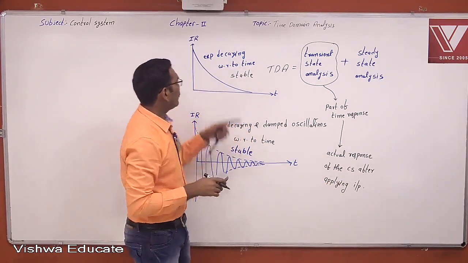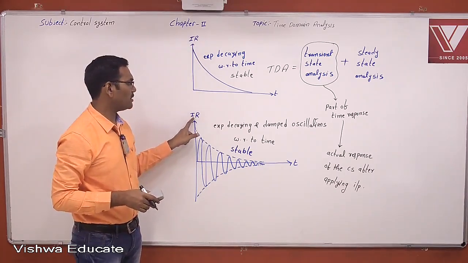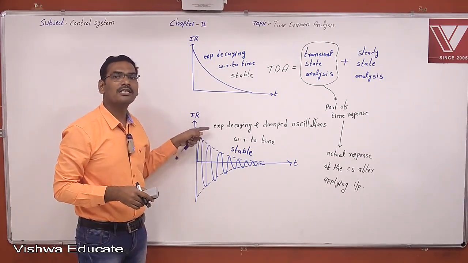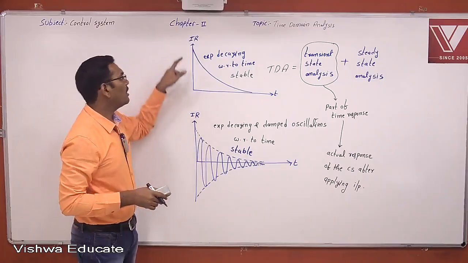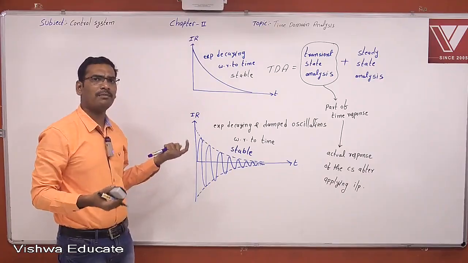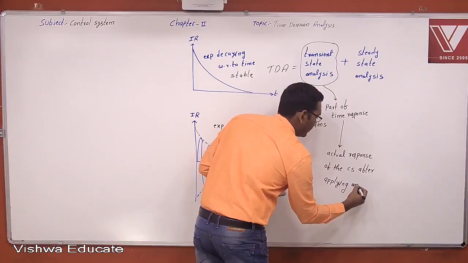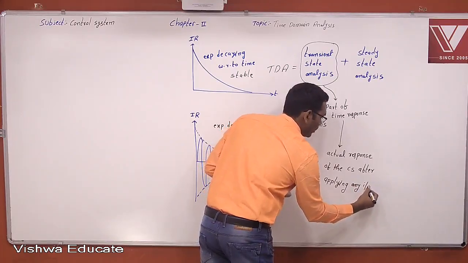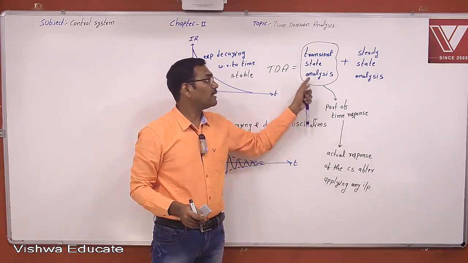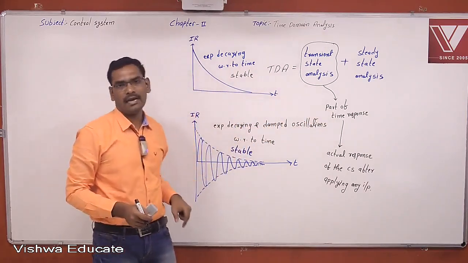Now students, this is the response. Which response? Impulse response. This is the output of a control system after applying some input. After applying some input, whether the impulse input or step input or any input, the actual response comes under transient state analysis, which is a part of the time domain analysis or time response.